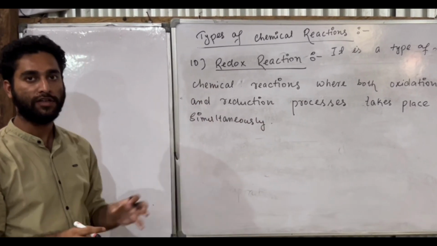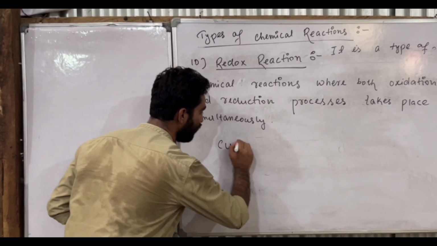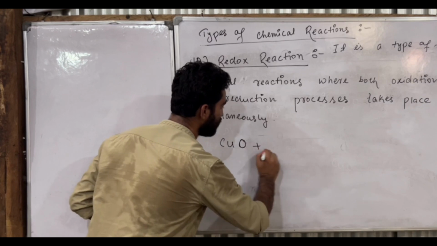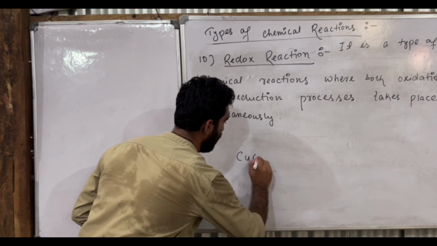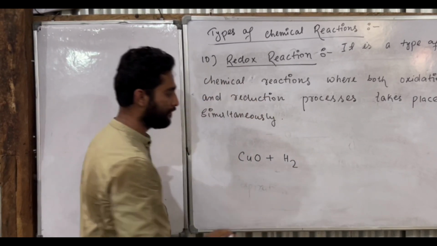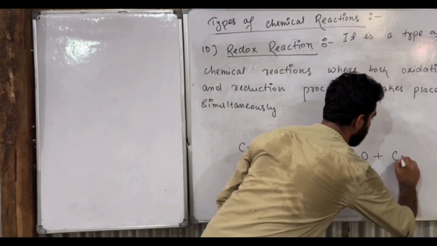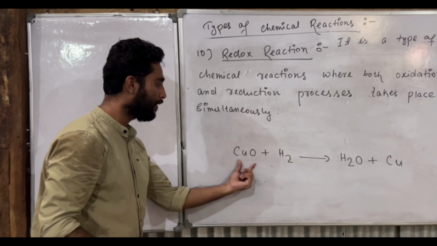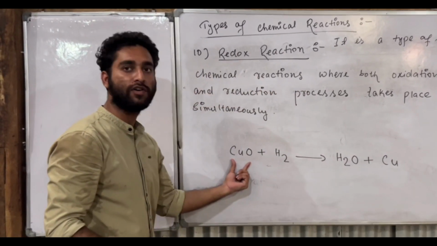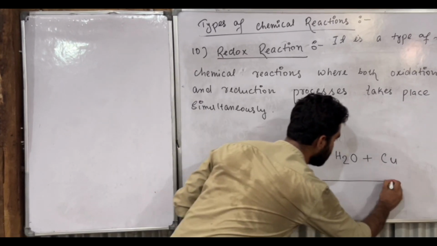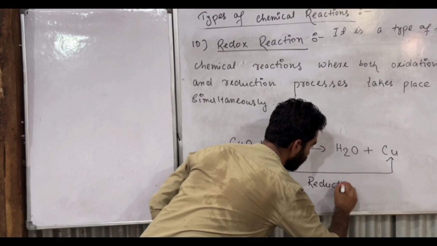So in this type of reaction, oxidation and reduction take place at a time. For example, I have written one example: copper oxide reacts with hydrogen gas. So it converts into water plus copper. Here you see, with copper oxide, oxygen was there. Now with copper, oxygen is not there. So the removal of oxygen is called what? Reduction. So here the process of reduction took place.